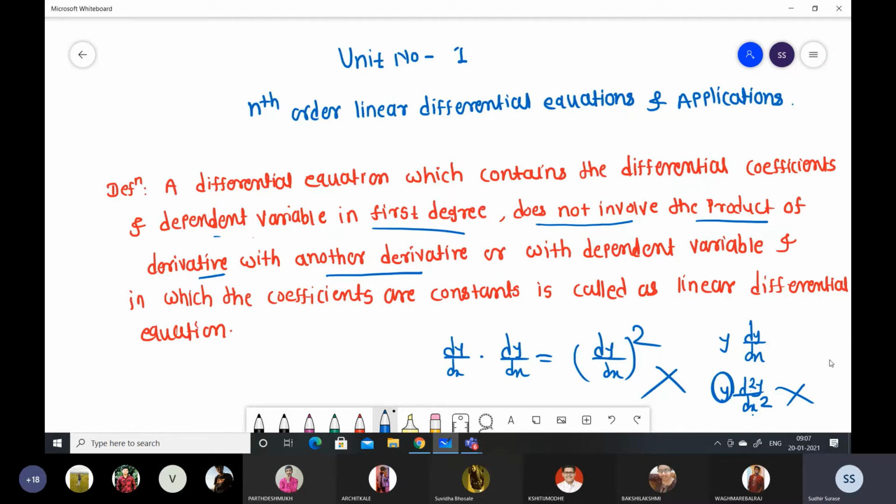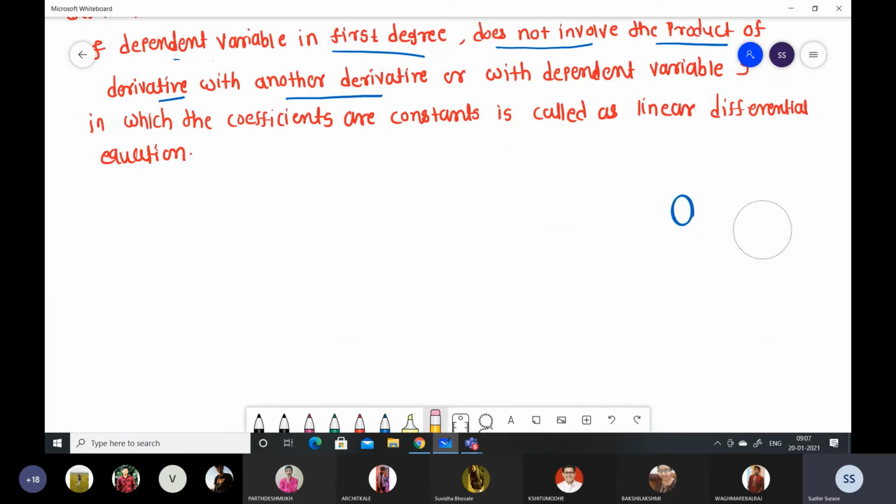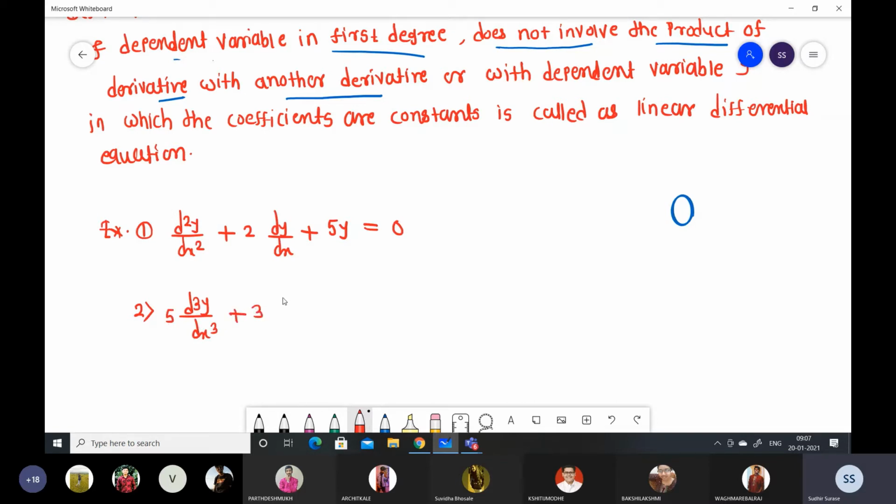So let me give some examples. Yesterday already provided. So here we have some examples. Example number 1, d2y by dx square plus 2 times dy by dx plus 5 times y is equal to, let's say, 0. Okay, and second example, d cube y by dx cube, here you can take any constant, plus 3 times, let's say, y is equal to e to the power x. This is also linear differential equation.